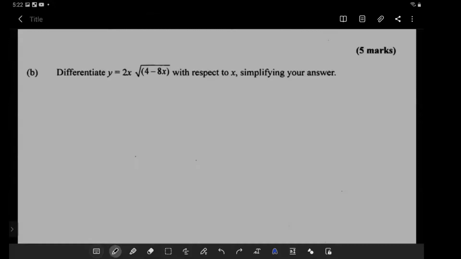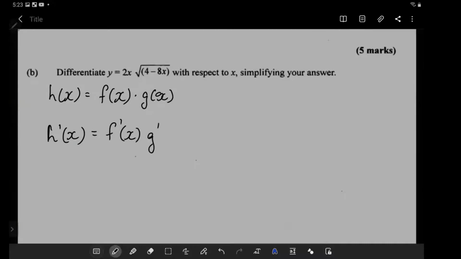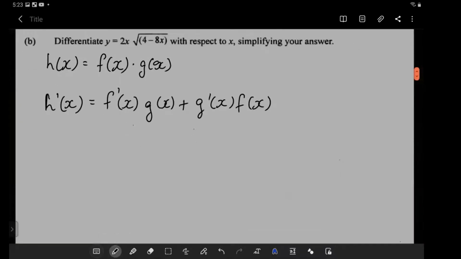So recall, if we have a function times another function, if we have h of x equal f of x times g of x, then the derivative, that's dh dx, or h prime of x is equal to the derivative of the first function times the second, plus the derivative of the second function times the first. Right? Notice we are taking derivatives one by one.